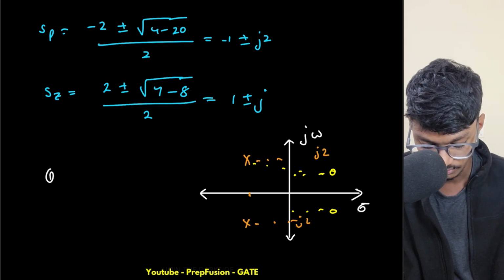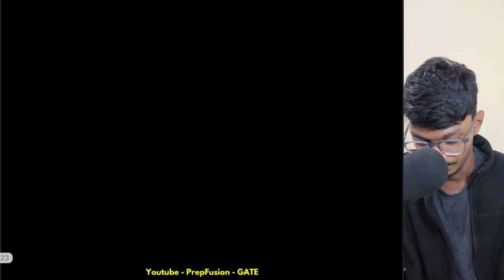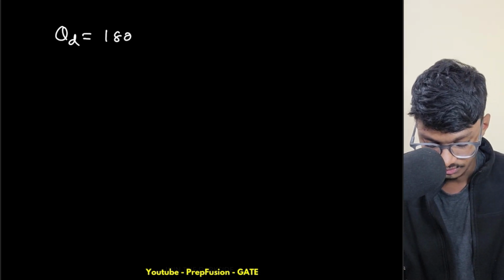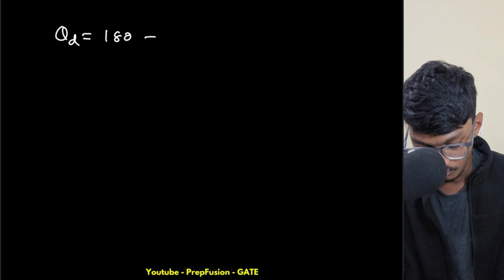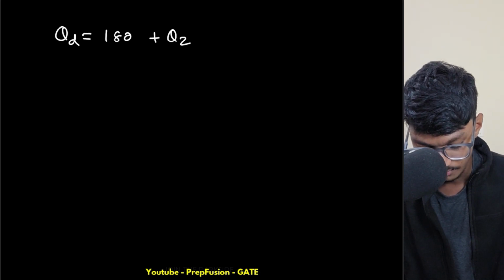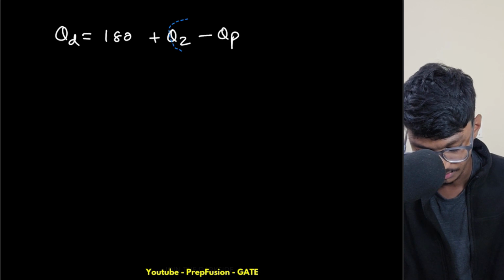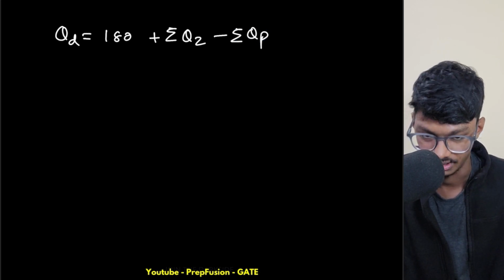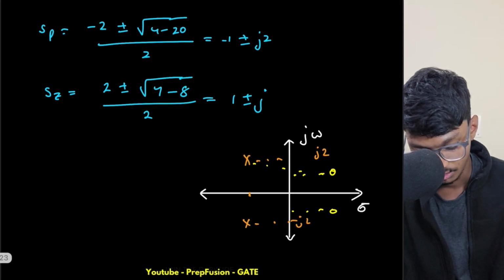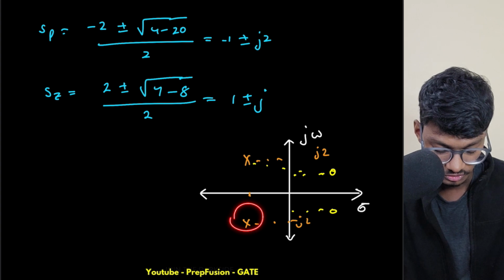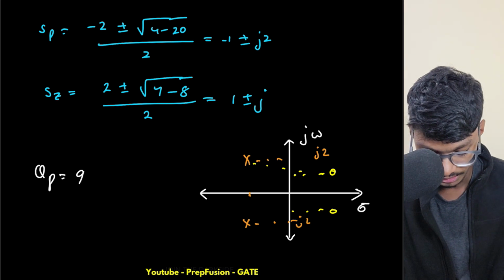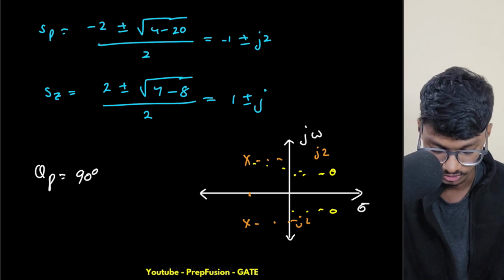So first I will write the departure angle formula. Departure angle formula is theta d equals plus minus 180, it doesn't matter, so plus 180, plus summation of theta z minus summation of theta p. So this is my angle of departure formula. If you recall correctly, I'm not explaining any concept here. Now what is the angle contributed due to this pole? It is 90 degrees, so theta p will be 90. Is there any other pole? No, there isn't any other pole. So simply it is plus 90.